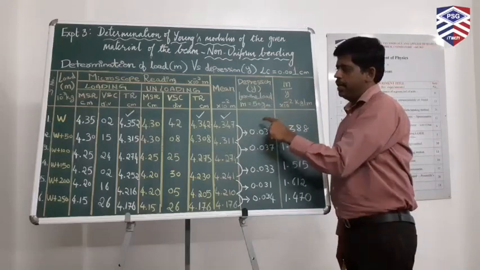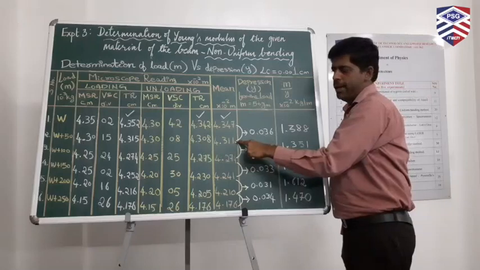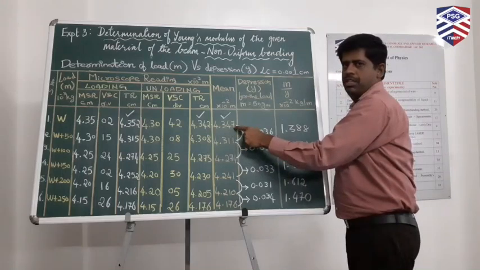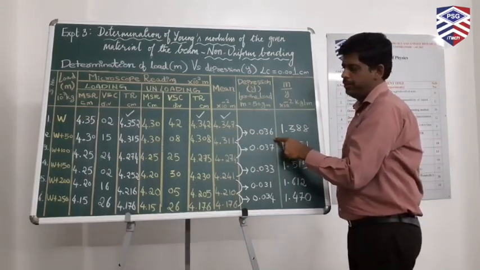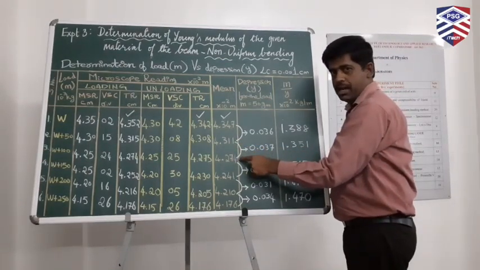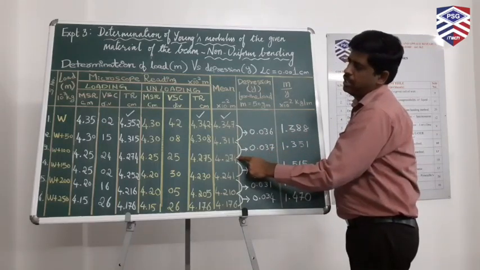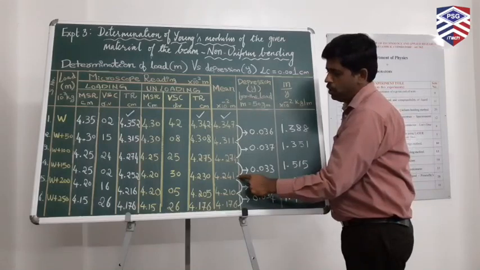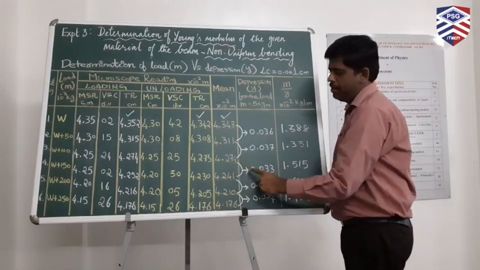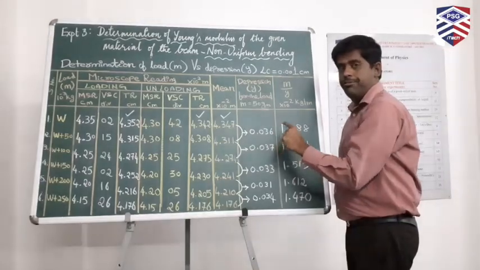Since it is for 50 grams, we will be taking the mean value of W and we will find the difference with respect to W plus 50. So the difference of these two values will give us a value. Likewise, W plus 50 and W plus 100, the difference is 50 grams. Likewise, W plus 100 and W plus 150, the difference is 50 grams. So take the difference of these two mean values and we will get the depression for every 50 grams.